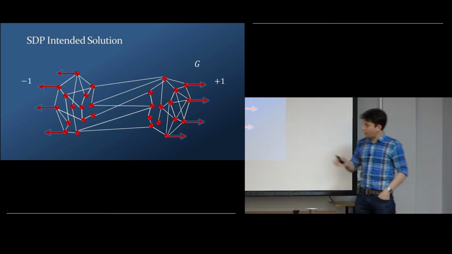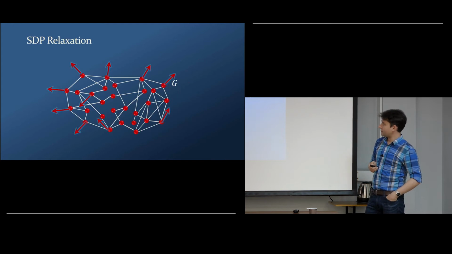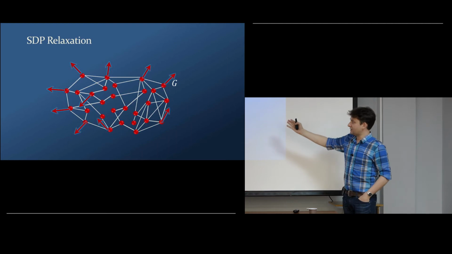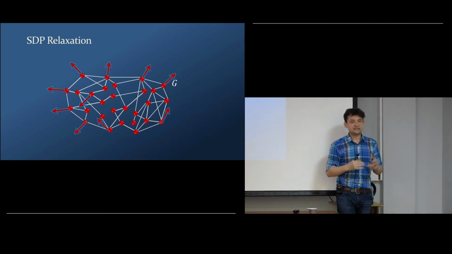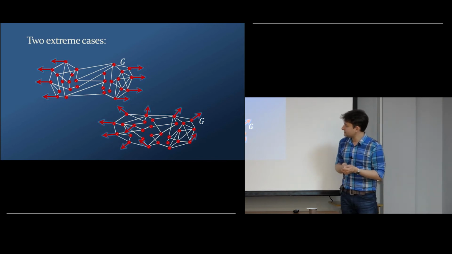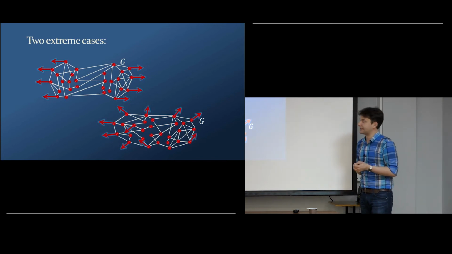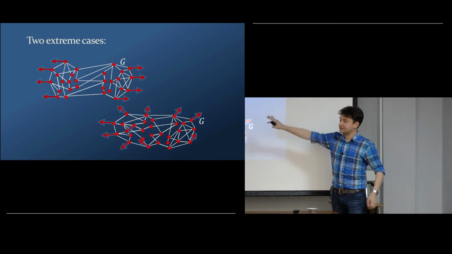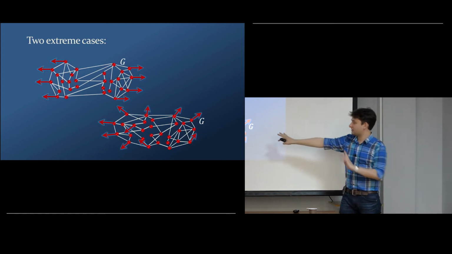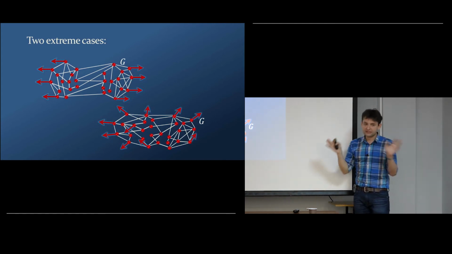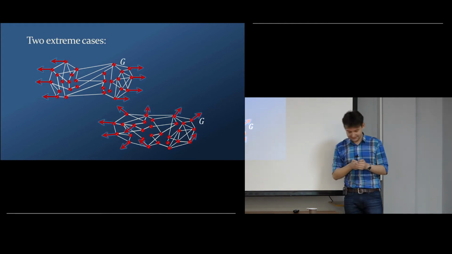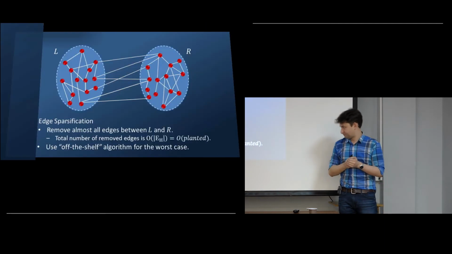And as I said, what we hope to get is a solution like this. But probably once we solve the relaxation, we get a different set of vectors. Essentially, all vectors will look in different directions. And it's instructive to think of two extreme cases that we can get. The first one is an integral case, like that. And the other is when all vectors are almost random, looking in very different directions. Of course, we can also get some mixture of the two extreme cases. So what do we do?